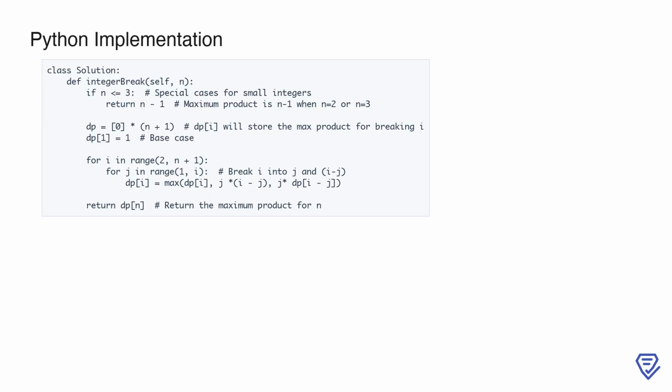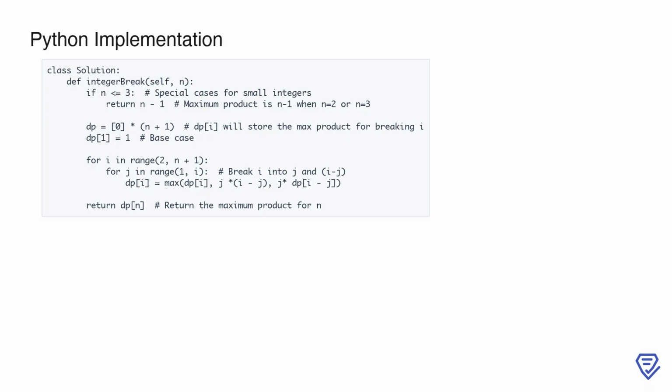For each split, we calculate 3 possible products. j asterisk (i-j), the product when i is split into j and i-j without further breaking. j asterisk dp[i-j], the product when j remains as is, but i-j is broken further using the pre-computed dp value. The maximum of the above is stored in dp[i]. 5. Finally, dp[n] contains the maximum product for the given number n, which is returned as the result. This solution has a time complexity of O(n squared), due to the nested loops, and it efficiently computes the result for all valid inputs.